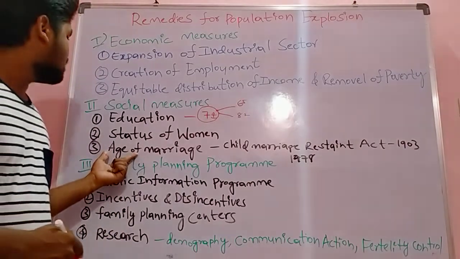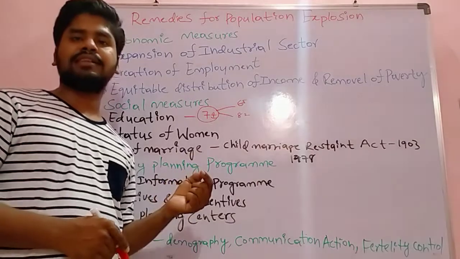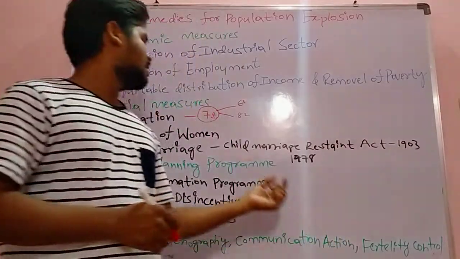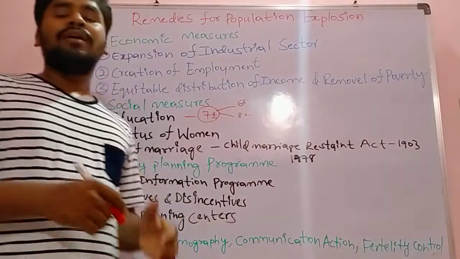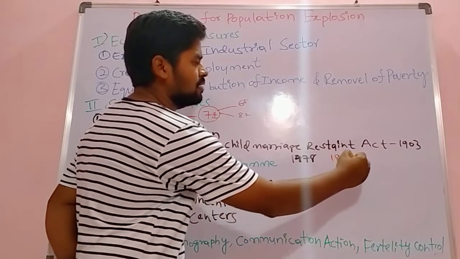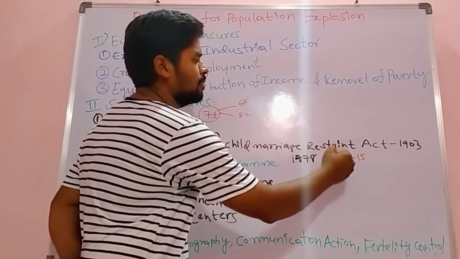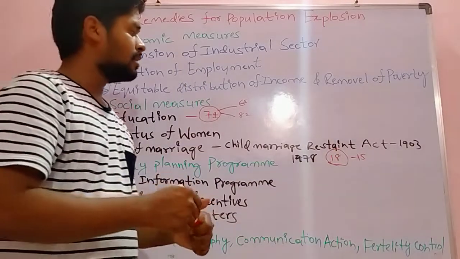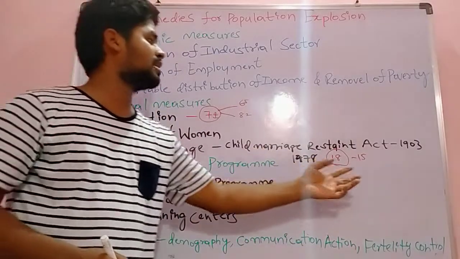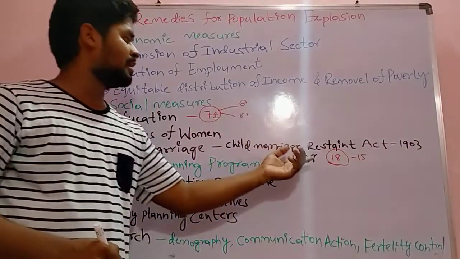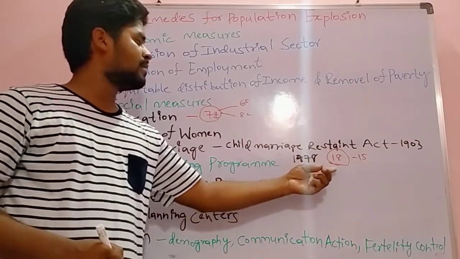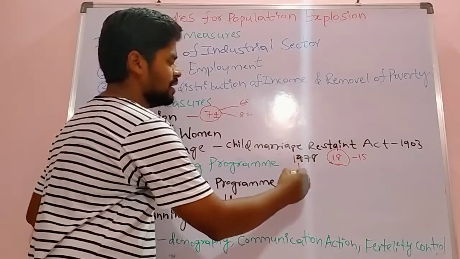And coming to the age of marriage, early marriages in India. Before 1903, the Child Marriage Restraint Act: what is this? Men 18 years and women 15 years. Whoever has reached 18 years, he can marry, and a 15-year-old girl can marry. So that was the age according to the 1903 Act, and it was amended in 1978.